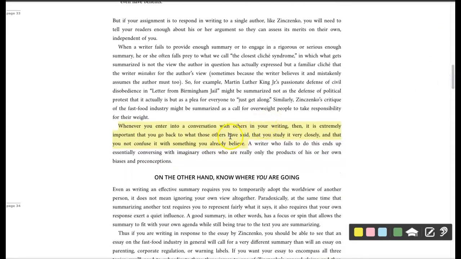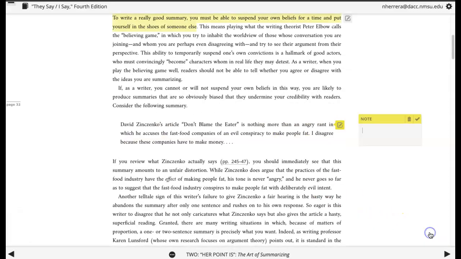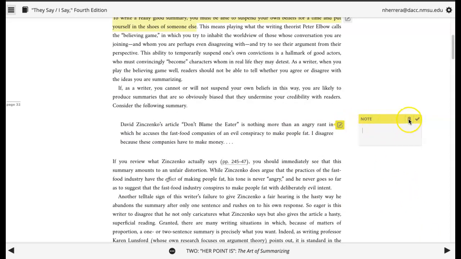So that's why this is very important, right? And it says that you read it, you summarize and go back to what those people are saying, but also you want to make sure that you do not confuse it with something you already believe. So I'm going to write a note here, and that note is going to say, actually no, that note should be over here.